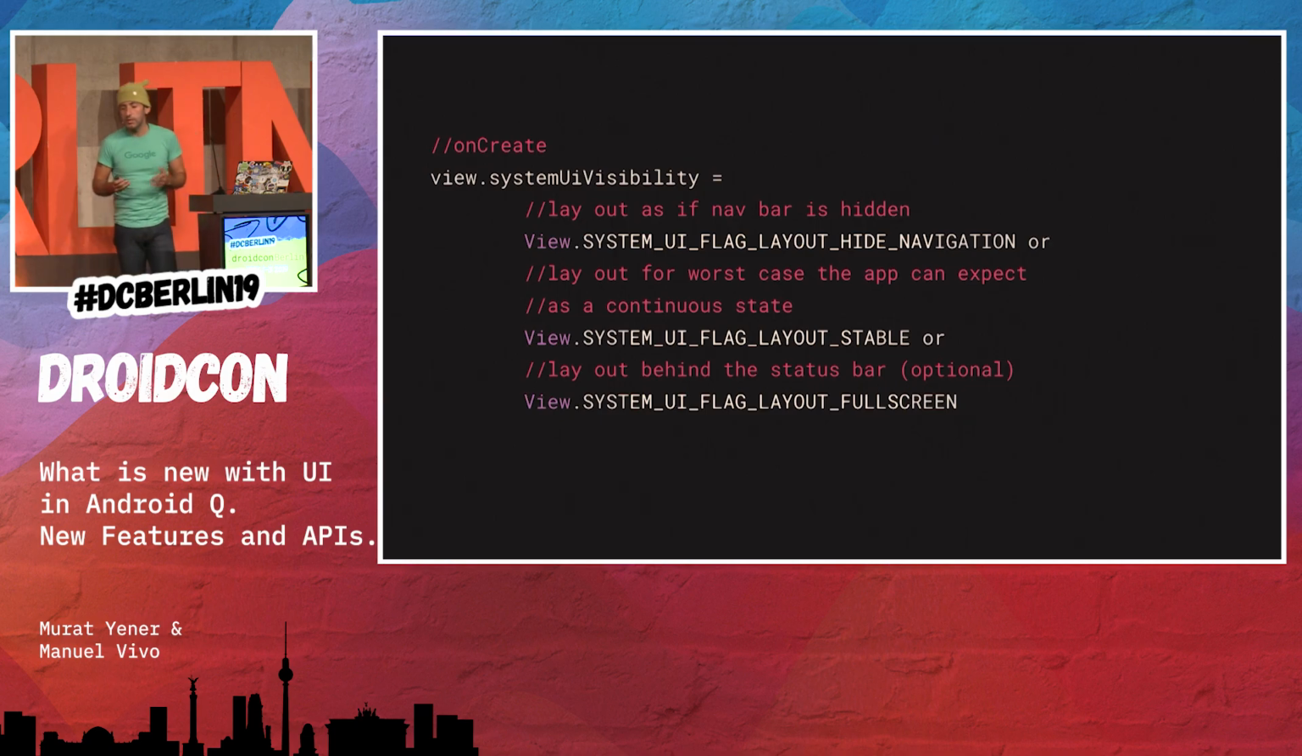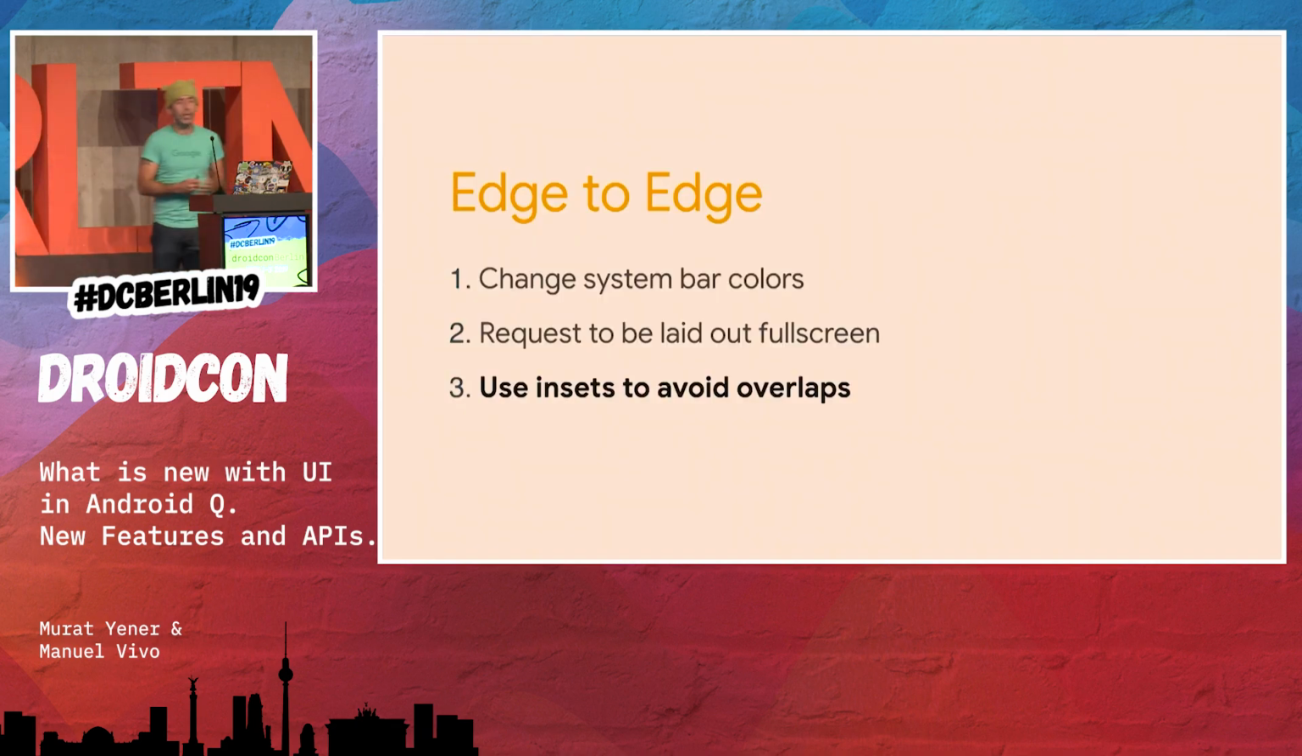The second one is System UI flag layout stable, which lays out your app for the most extreme case. And finally, an optional one, System UI flag layout full screen, which paints your app behind the status bar. Now we have our app running edge-to-edge full screen, and we basically give almost 1 inch of free display space to our users, which is great.